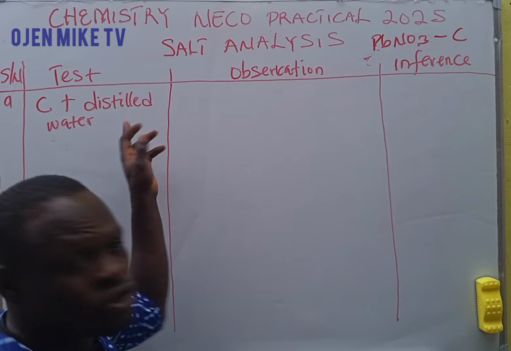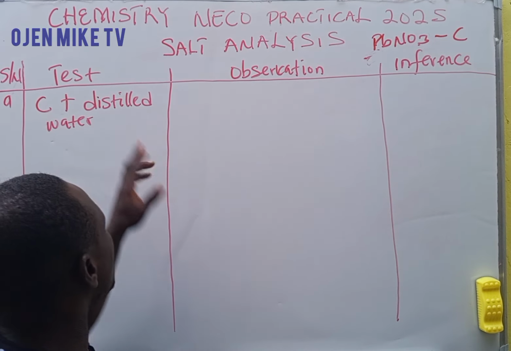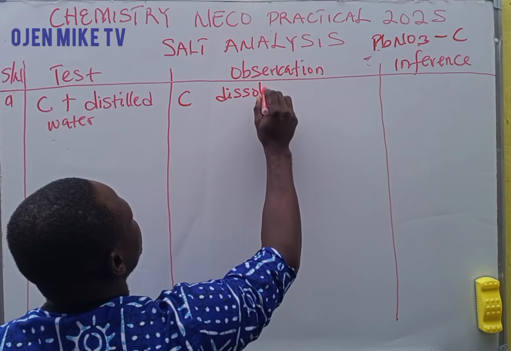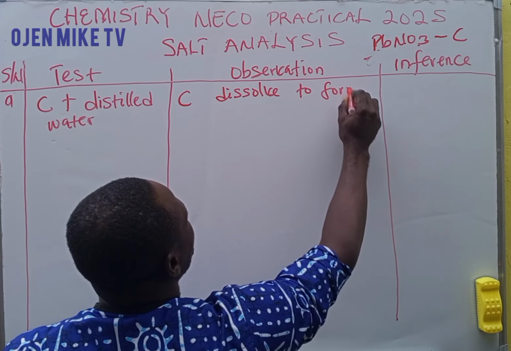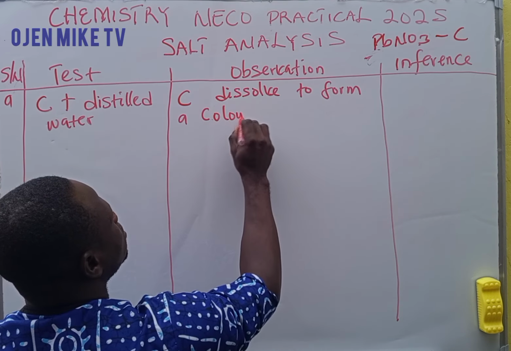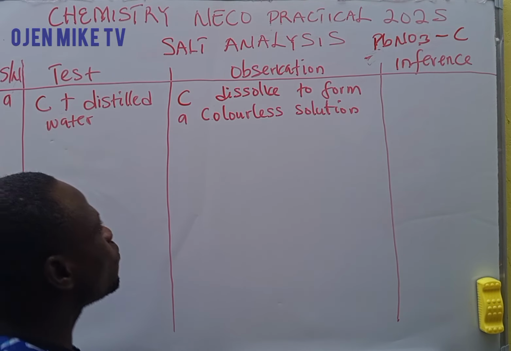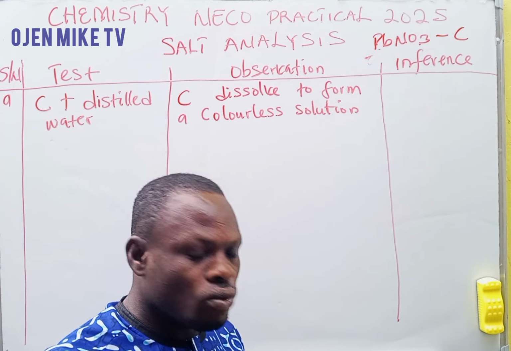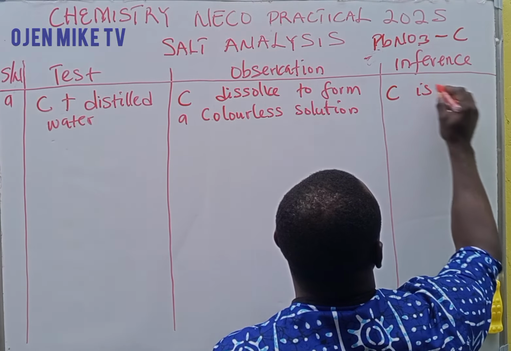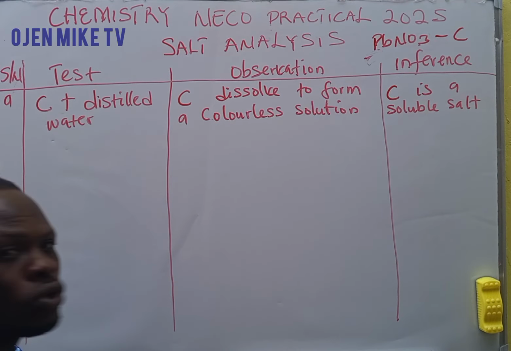Now, when you dissolve this in water, what you are going to observe is that C dissolves to form a clear, colorless solution. Is that understood? So now, what you are expected to report in your inference, since C dissolves, is that C is a soluble salt.